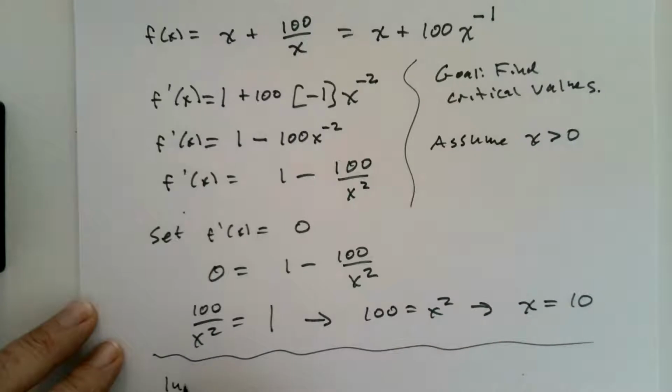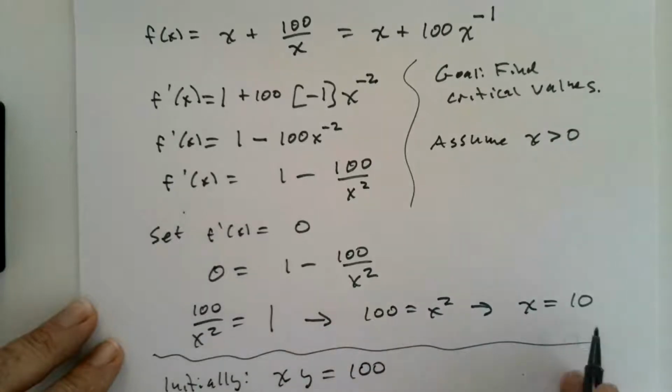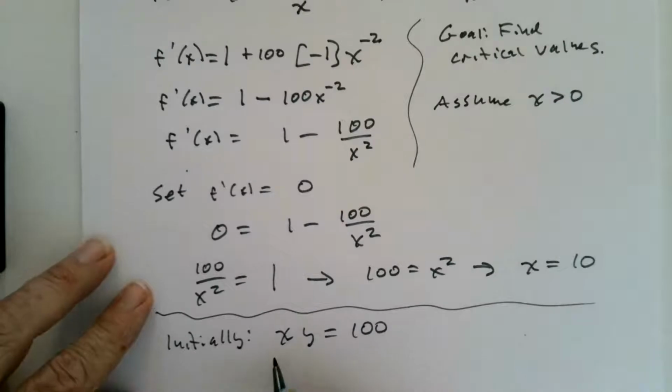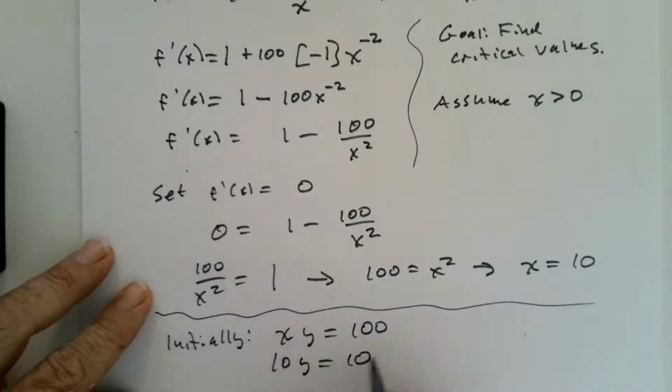So initially, our product, x times y, is 100. So I've just established that x is 10. So knowing that, then I will say 10 times y is 100, or y is 10.